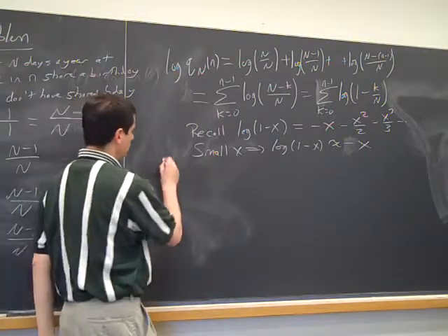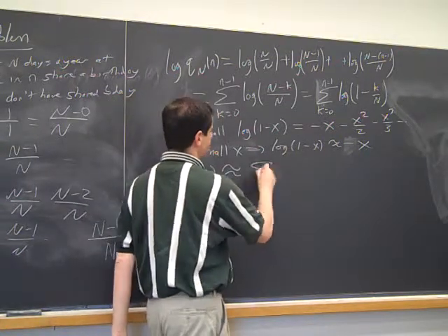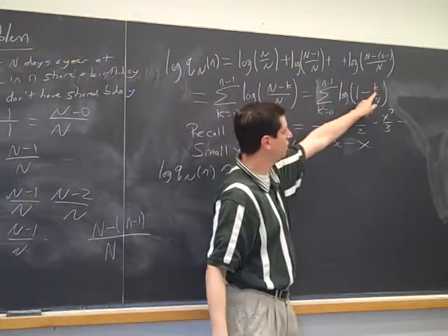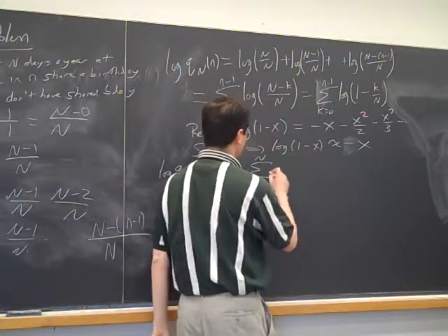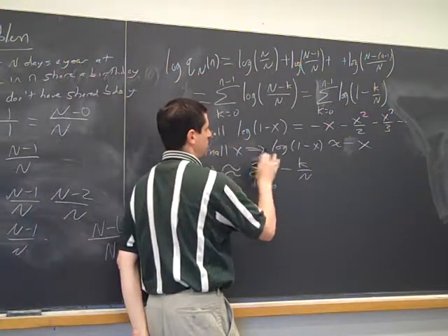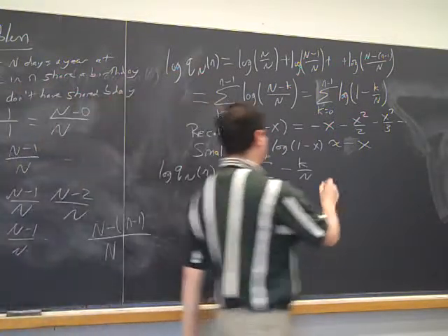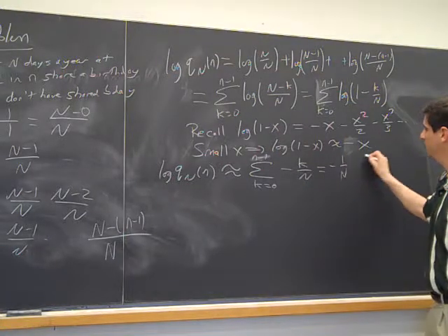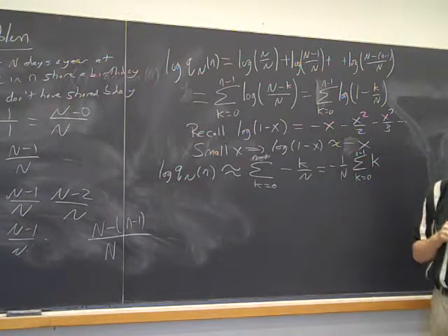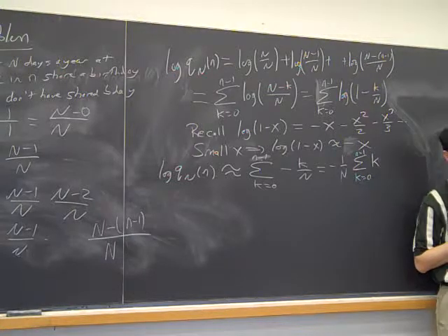And so now we get the log of Q_n of n is approximately the sum, where x is just k over n, so I get negative k over n. I'm summing up to little n minus 1. I can pull out a negative 1 over n, and I have the sum, k goes from 0 to n minus 1, of k. Where have we seen this sum before? We saw it once.